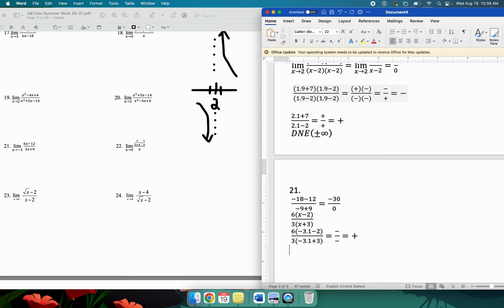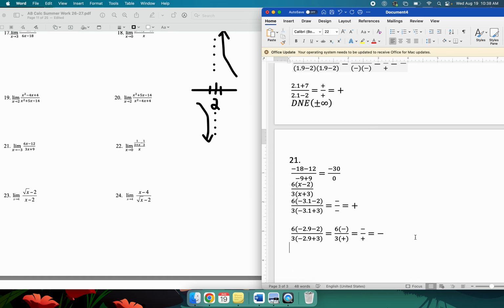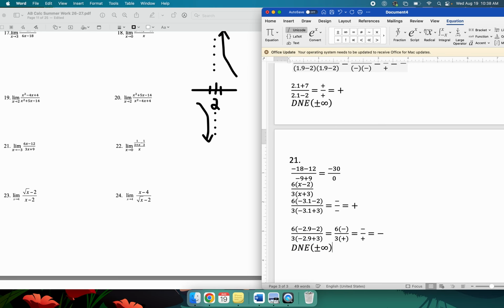And now if I plug in a number just to the right of negative 3, like negative 2.9, and keep track of the signs, that's 6 times some negative number over 3 times some positive number. The numerator is negative, the denominator is positive, so the whole thing's negative. So on the right, it's going to negative infinity, which means my final answer is DNE plus minus infinity.